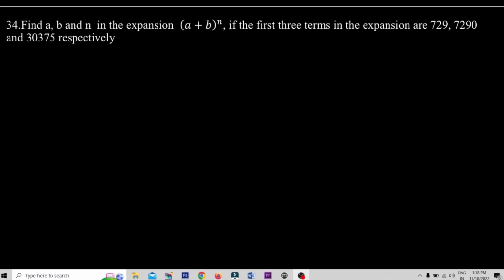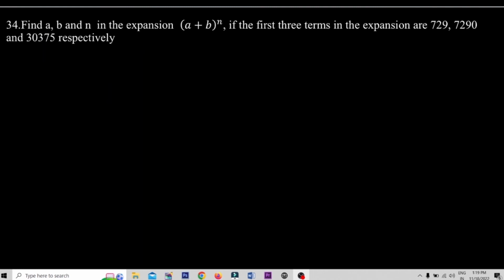Let us come to question number 34. In this question, it has been given: find a, b and n in the expansion of a plus b whole to the power n, if the first three terms of the expansion are 729, 7290 and 30375. This is a calculative sum. Therefore, for a, b, n, we take the first term, second term, third term.